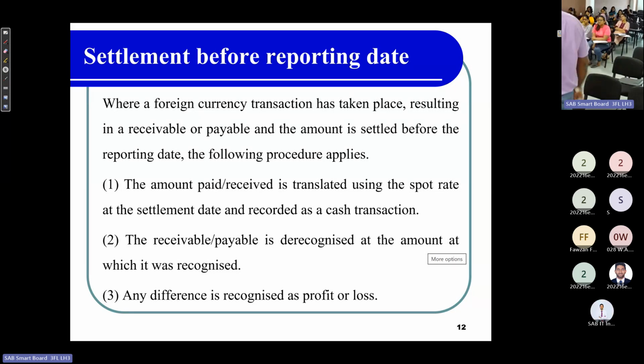The receivable or payable is derecognized at the amount at which it was recognized. Then any difference is recognized as profit or loss. Any difference, profit or loss.